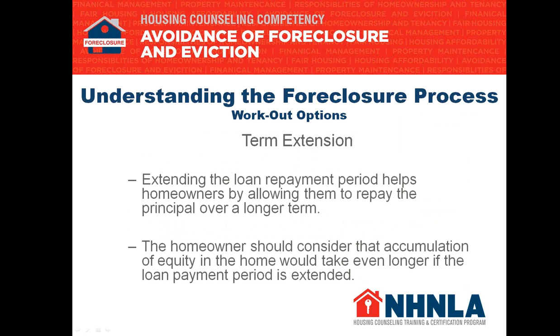Another workout option is an extension. And if you're following along in your book, these are right on page 1. We're actually going into page 2 right now. There's a term extension. So you would extend the loan repayment period to help the homeowner make the payments, but over a longer period of time. So for instance, if they've been in the home, say, 10 years, then they've got 10 years, you can extend it to 30 years, or sometimes you can even extend it to 40. So that way the monthly payment is going down low enough so that they can make it.